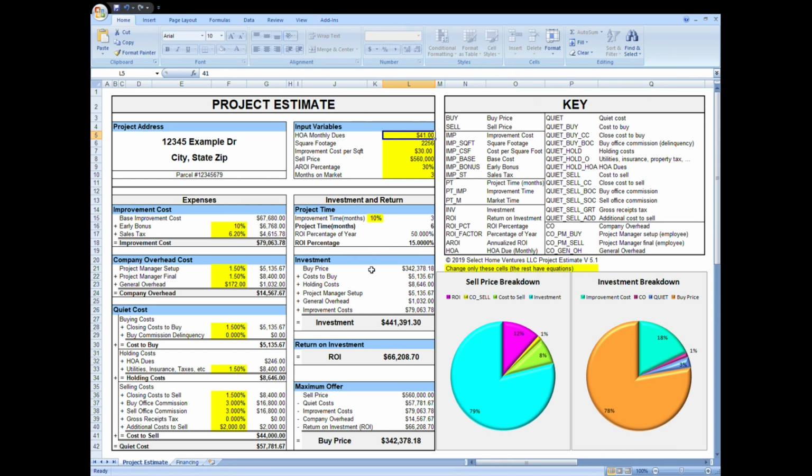It's important to understand how improvement cost per square foot, improvement time, months on market, and annual return on investment percentage are used to estimate project time, return on investment percentage, and return on investment. It may seem confusing at first, but there is a good reason to understand why we decide the annualized return on investment percentage, not the return on investment percentage.